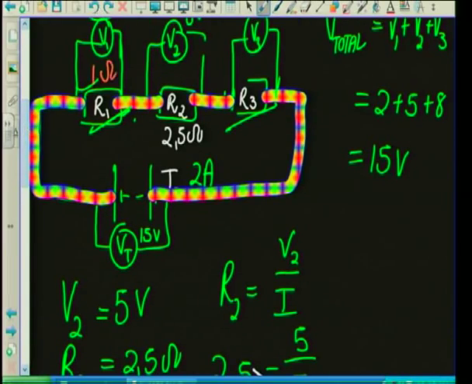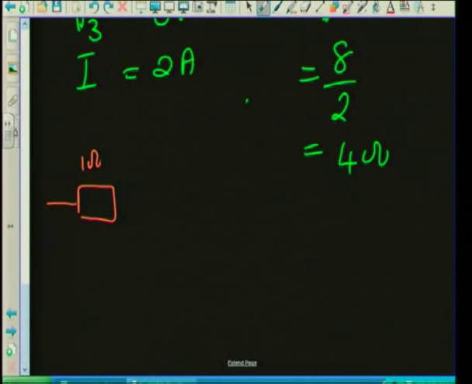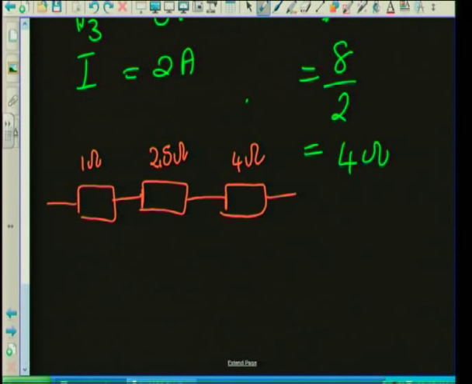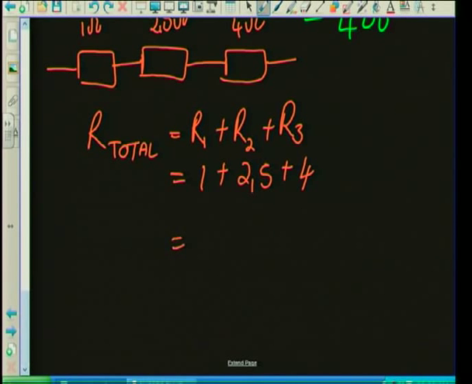So that's 1 ohm. That's 4 ohms, which means I actually have 3 resistors in series if we redraw them, because I know it's got a little messy. This was 1 ohm, we just worked it out. I told you this was 2.5 ohms, and this one we worked out to be 4 ohms. Because they're in series, we add them all together. 1 plus 2.5 plus 4 gives me 7.5 ohms. Lots that we can do from only a little bit of information.